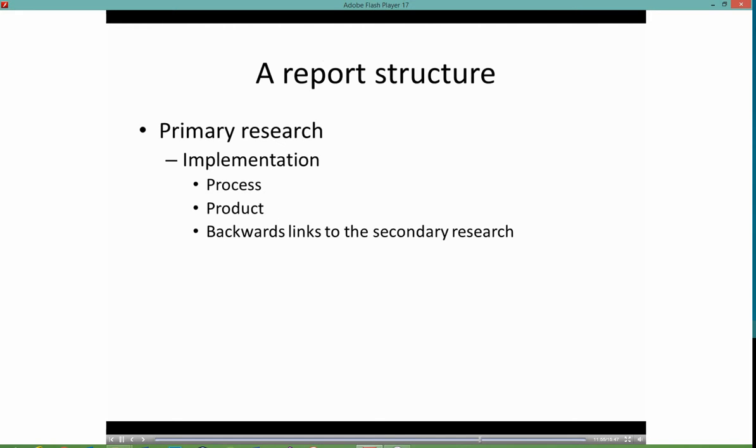In the chapter about your primary research, you must describe the process by which you engineered a product to test your theoretical solution. You should show how your project's artifact is underpinned by the knowledge you gained during the secondary research. References back to the secondary research makes for a very strong project.